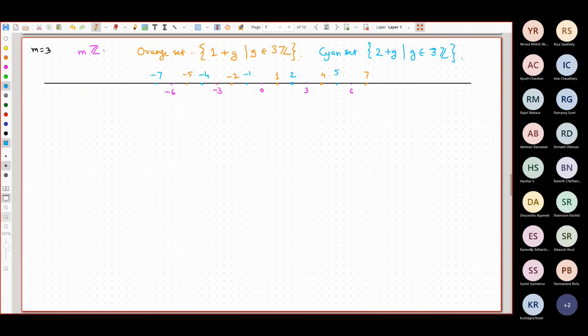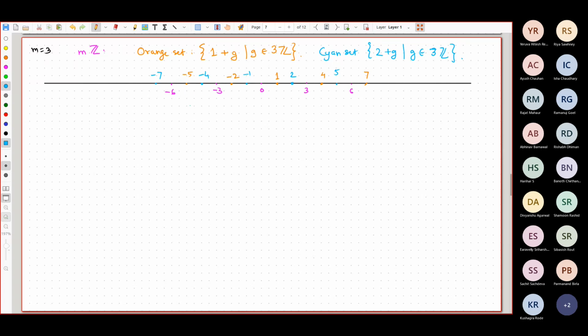Right, so after all, what are these sets? What is the orange set and what is the cyan set? It is just the original subgroup, except that it is shifted by some fixed element of the group. So this is what we will call a coset of a group.